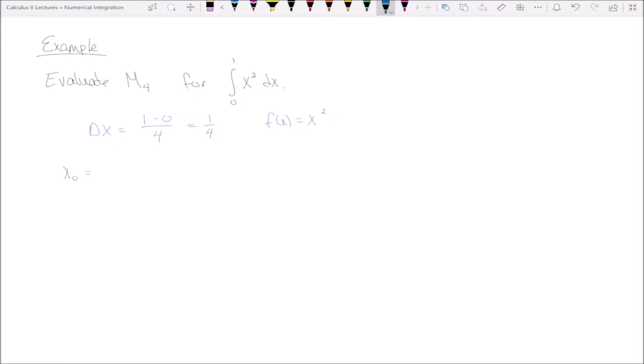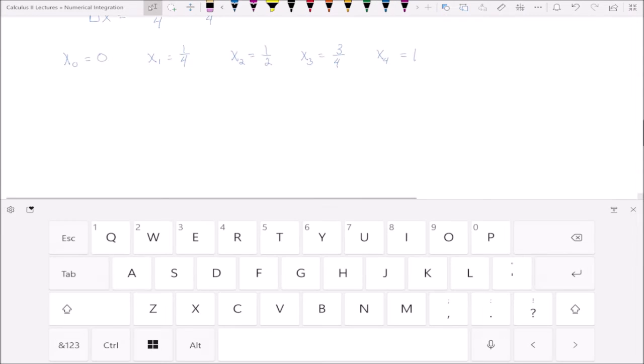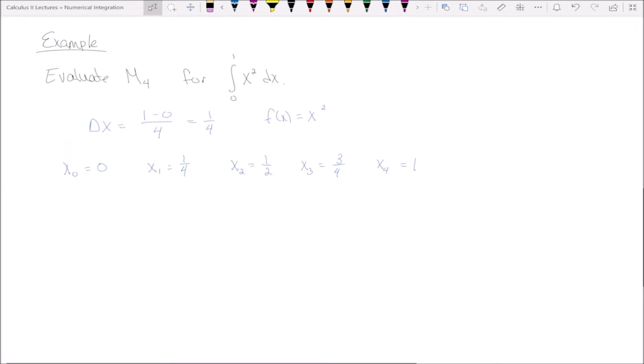x naught always starts at a, so x naught will be 0. Next endpoint would be x1, which is a quarter. Then x2 would be a half. x3 would be 3/4. And xn, so in this case x4, always is our ending point b, which is 1. So notice that all we did was start at x0 equals a, and then added delta x until we got up to b.